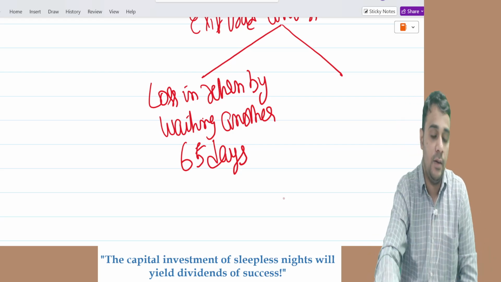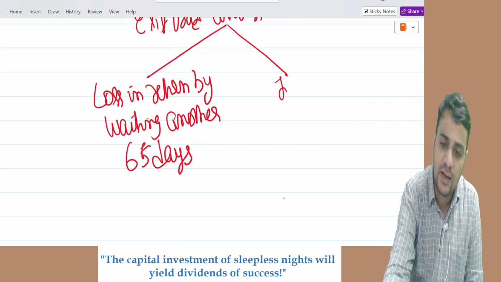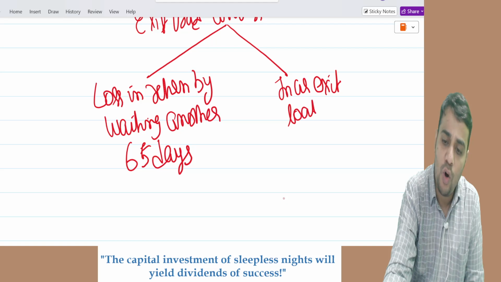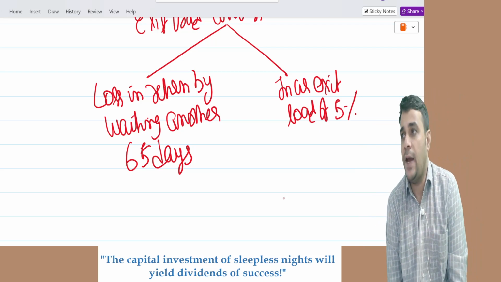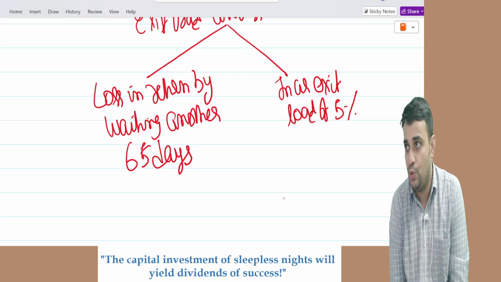So this is one. What is the second thing? Incur the exit load of 5%. You take a call whether you want lower return or you want 5% exit load. That's your choice. You can decide.